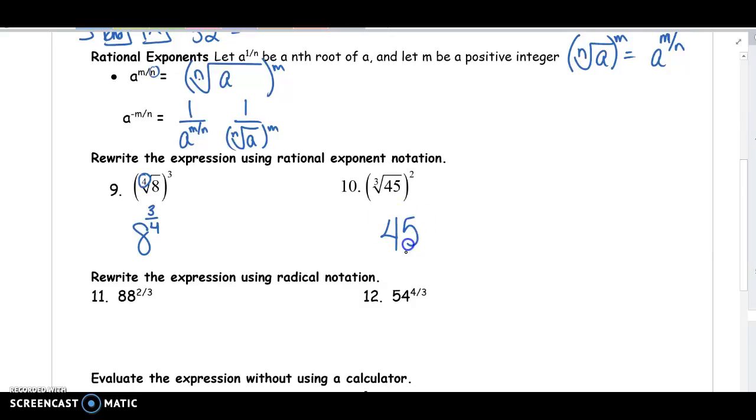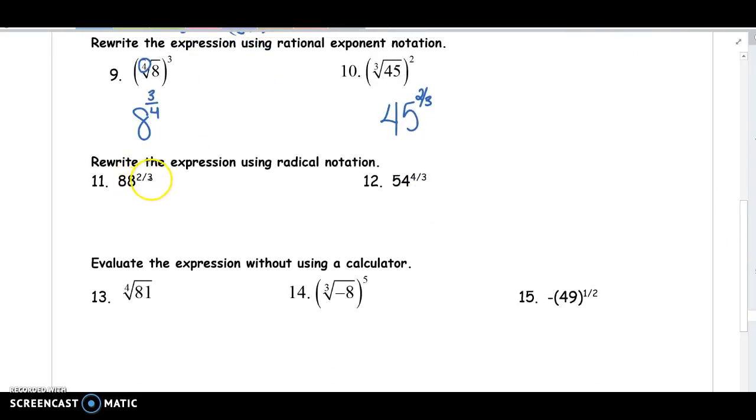So 45, is it going to be 2/3 or 3/2? 2/3, the 3 goes on the bottom. Okay, the other direction, 88 raised to the 2/3. The denominator of the fraction has to be the index of the radical. So the third root of 88 raised to the second. Try number 12 on your own. The denominator of the fraction has to be your index. So the third root of 54 raised to the 4th.